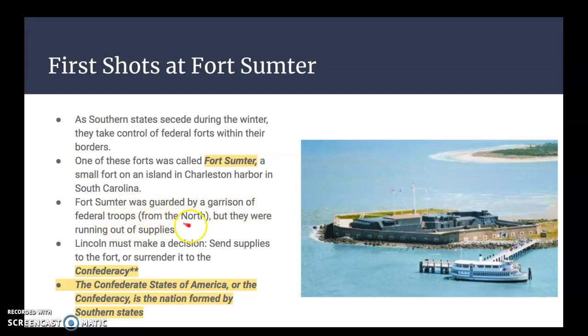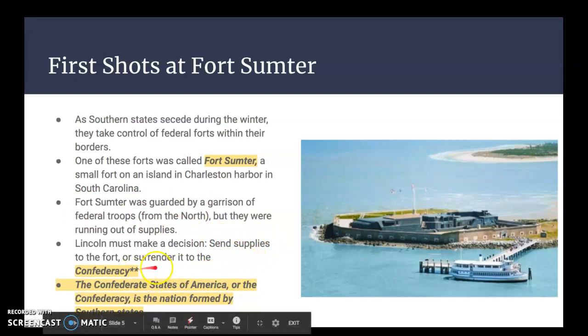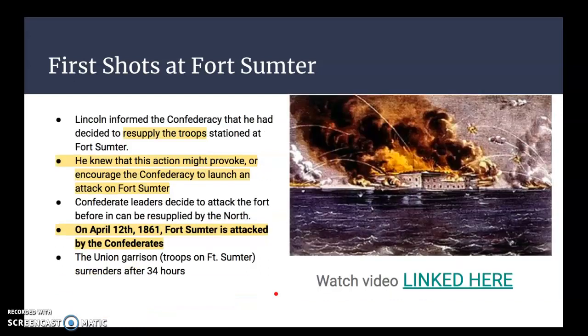Federal troops are guys from the North. We call them the North or the Union or federal troops. But they were running out of supplies. So Lincoln, who's the president, must make a decision. He's either going to need to send supplies to the fort so these people can keep it together on this garrison duty, or he's going to need to surrender it to the Confederacy. Remember, the Confederacy is another name for the Confederate States of America, the nation that was formed by the Southern states as they seceded.